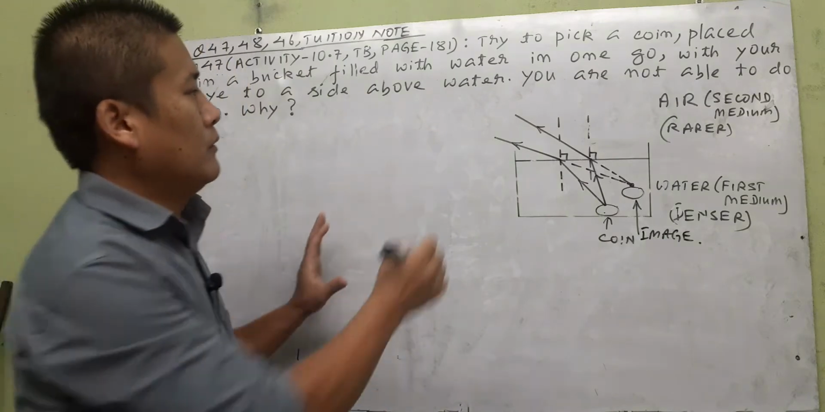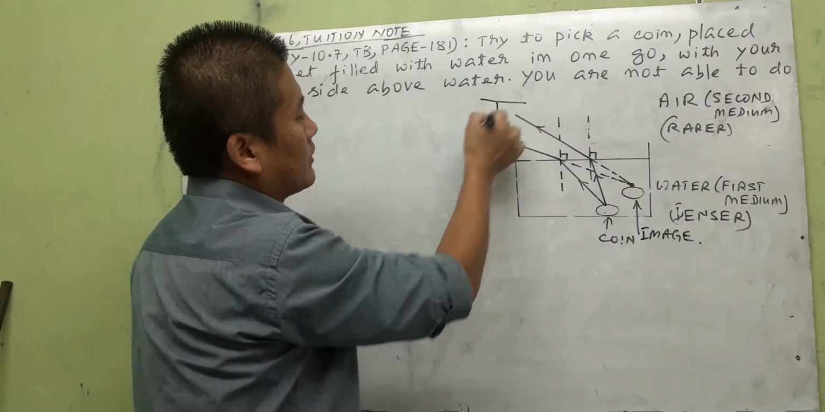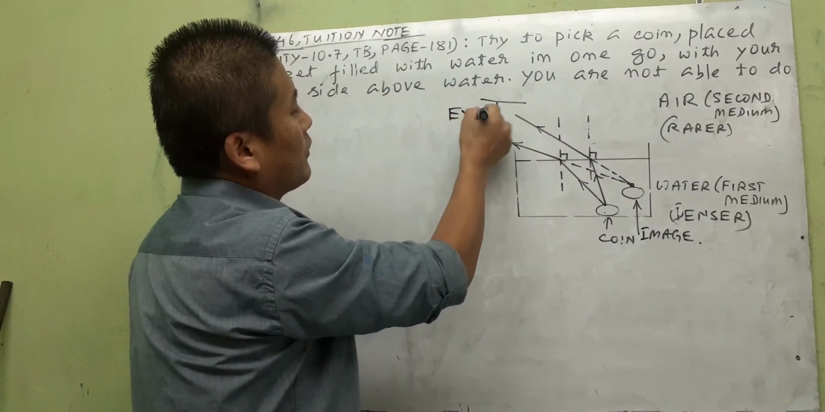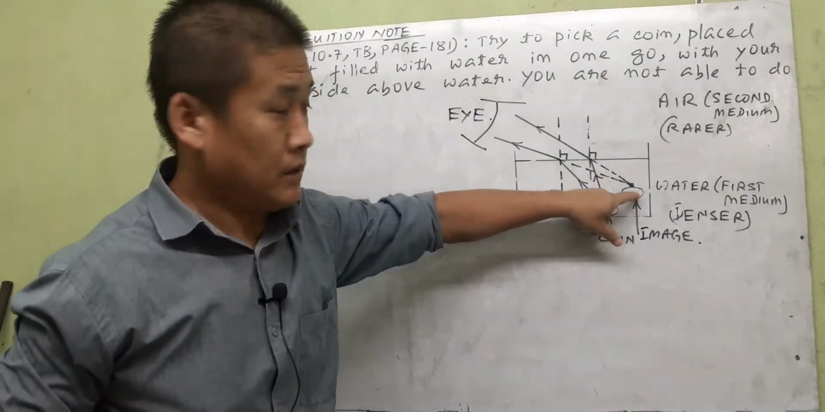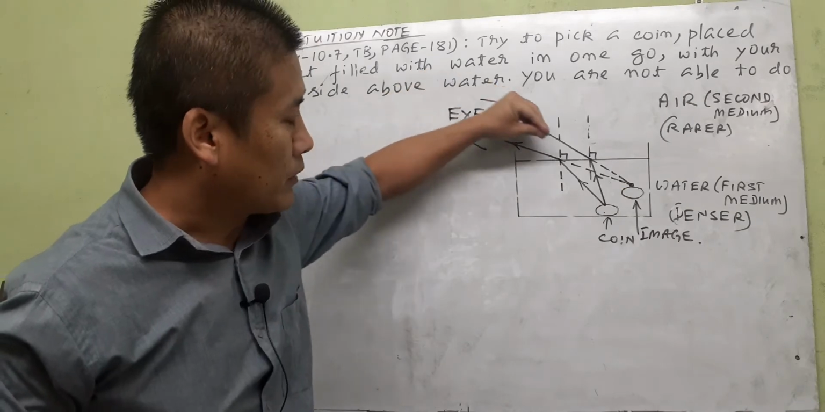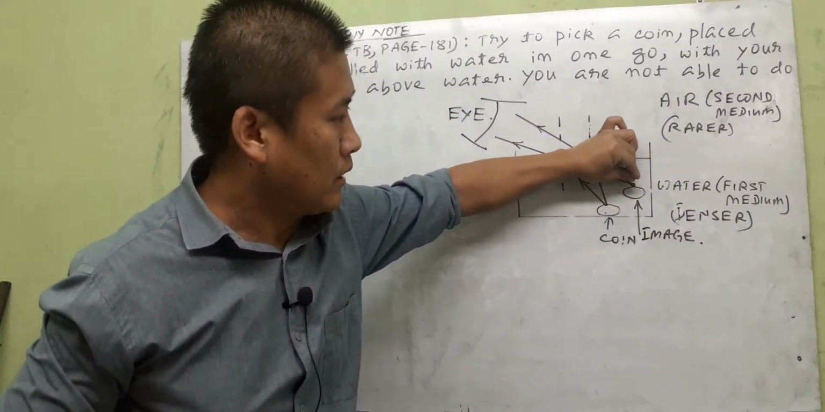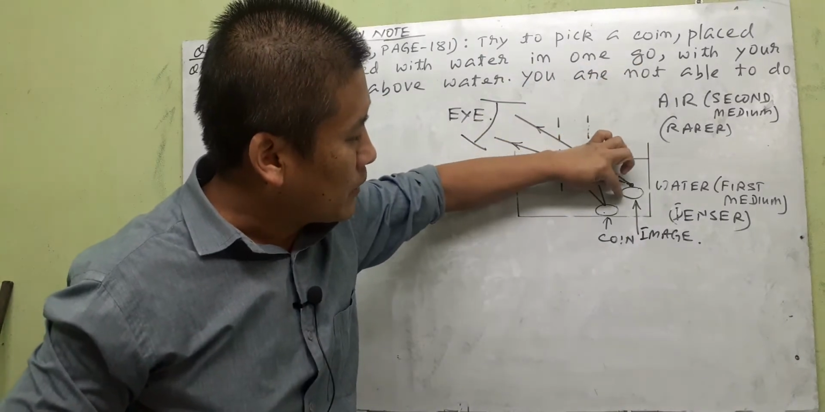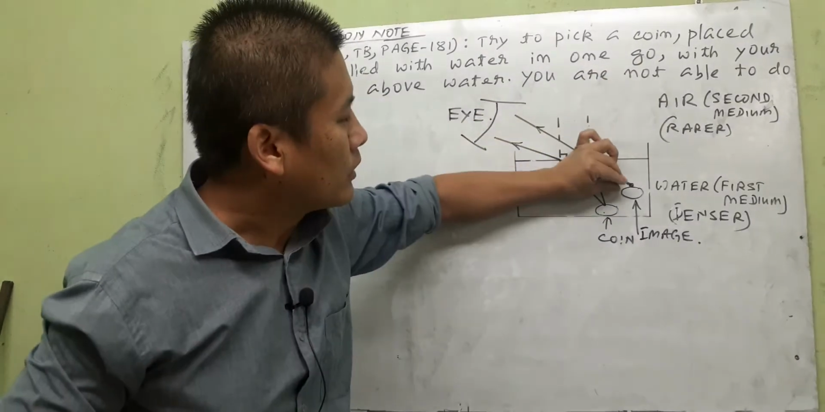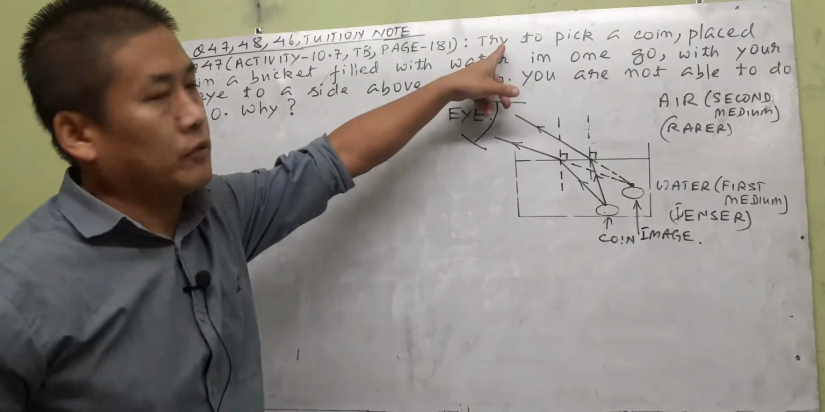So if this is our eye, let us say this is your eye, and now you try to pick up the coin, then you would be seeing this image and not the real coin. So you try to go and pick up the coin, you'll go in this area and you're not able to pick up at one go because the image of the coin is raised up. So that's why you are missing the coin. So the question has been explained to you.